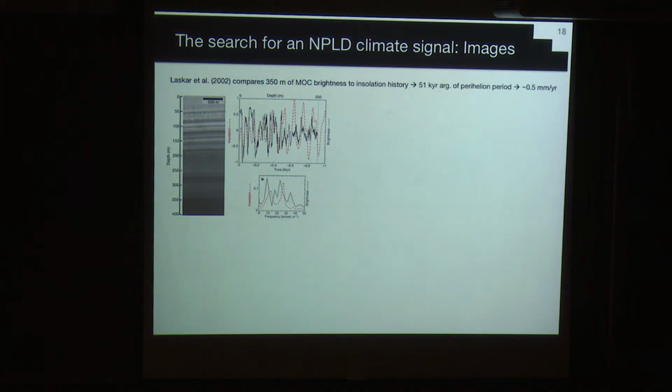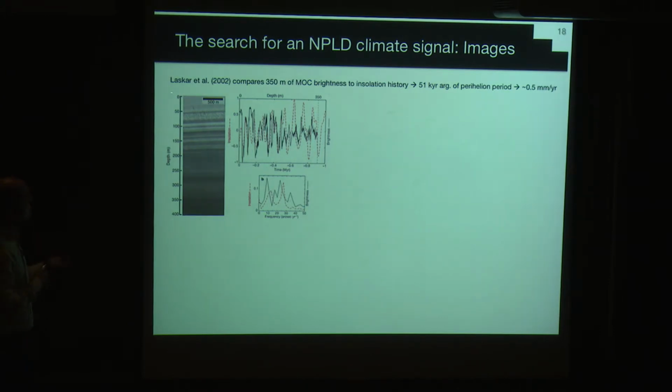Okay, so now on to the NPLD. As opposed to the SPLD, the study of the North Polar layered deposits' stratigraphy with images was driven a lot by signal analysis. So I'm going to tell a story of how this happened and how this research was done.